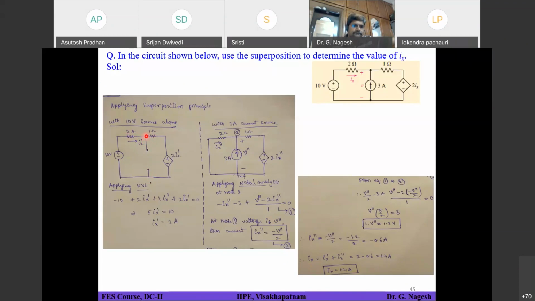Sir, KVL. You can apply KVL, or you know Ix dash is 2 amperes. Right. So for circuit 1, 10 minus 2 into 2 will give you V, that is V1 dash, you can call it V dash. So V dash will be 6 volts. Is it clear? 10 minus 2 into 2. 2 is the resistance and 2 is the current. So 6 volts is the V dash from circuit 1. Here you have seen V double dash is 1.2 volts. So you have to add both algebraically.